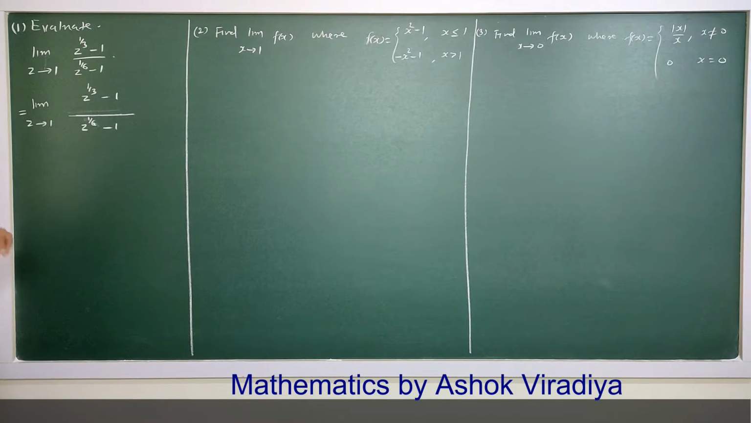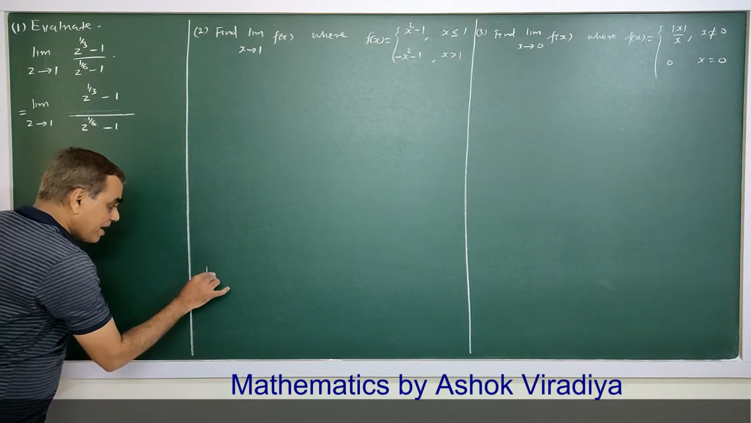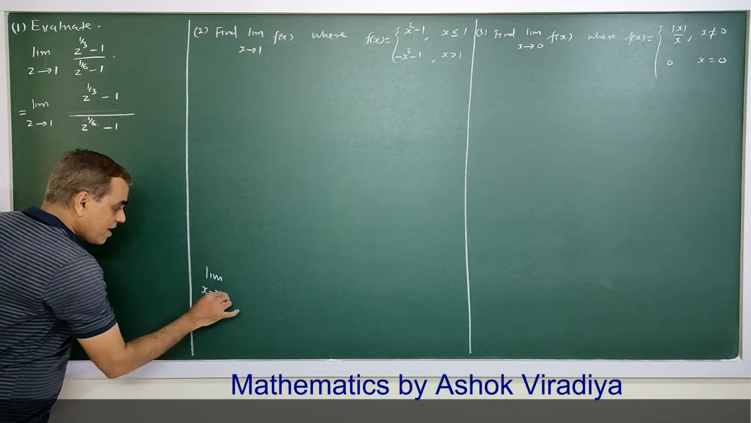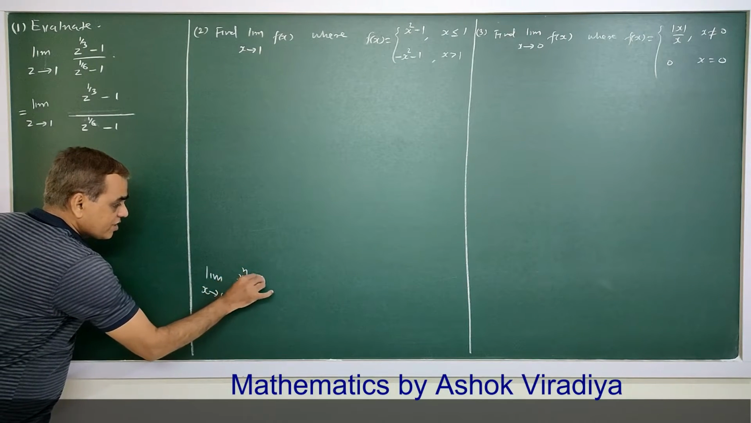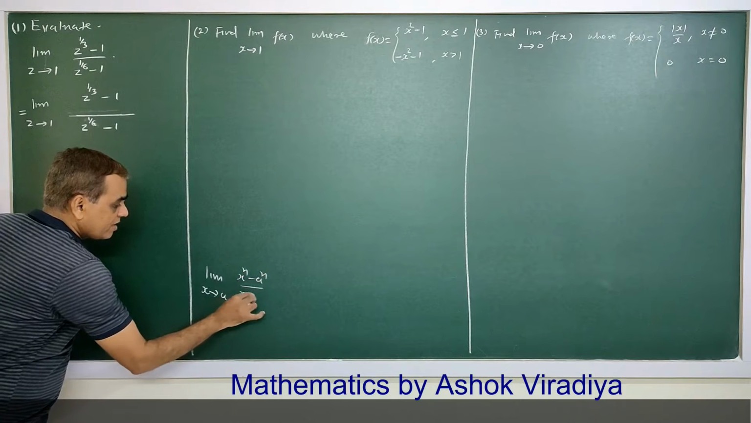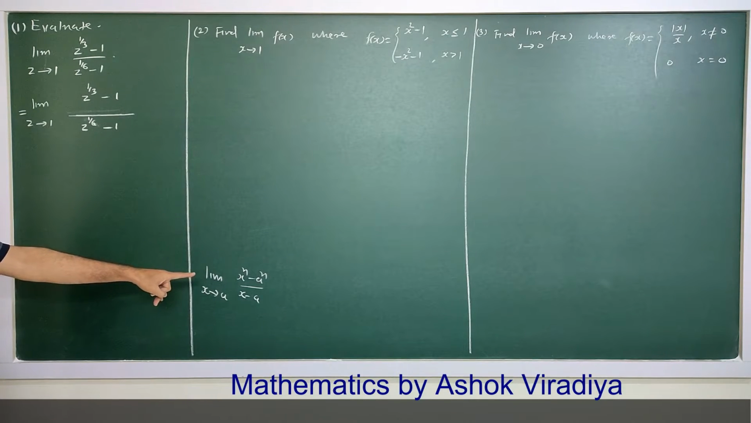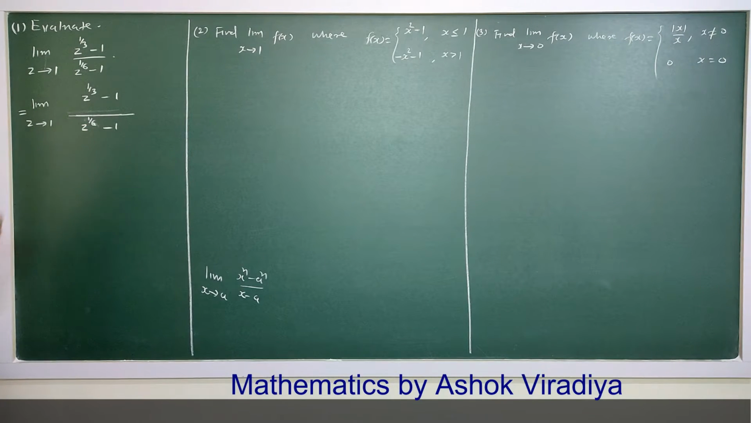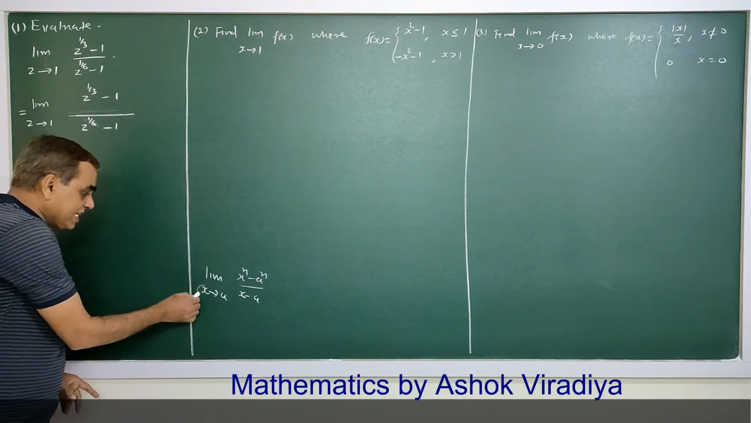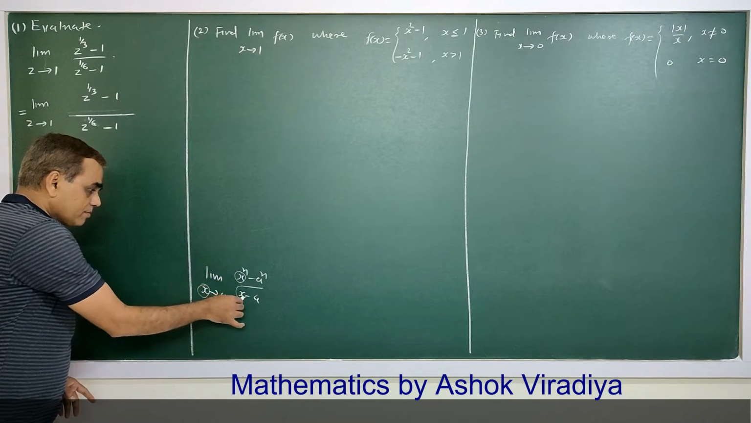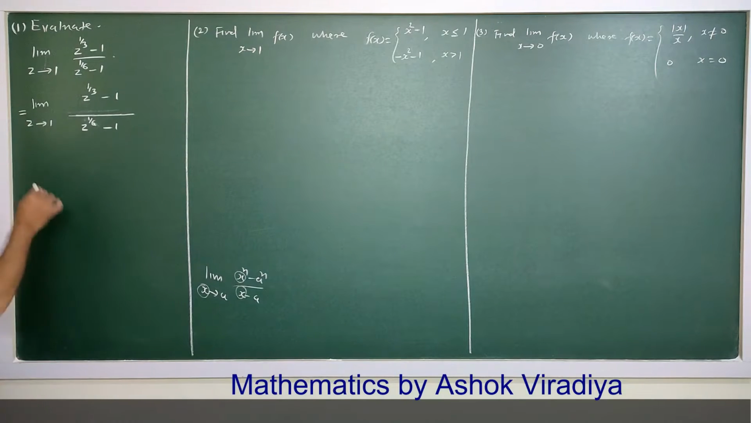Now if you observe this pattern, you can find it matches this form: the limit as x tends to a of (x raised to n minus a raised to n) upon (x minus a). You can find the pattern of this form in this question. Here in the denominator, this is not x minus a. Here x is the variable in the formula, but here z is the variable.